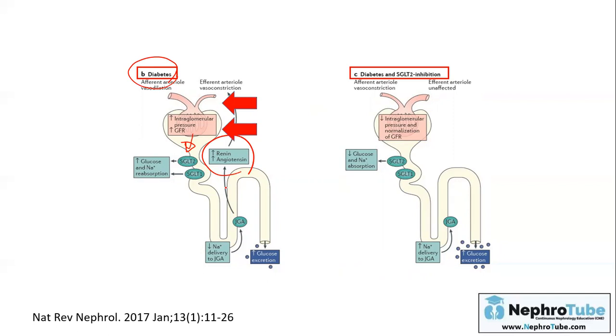So what do SGLT2 inhibitors do? SGLT2 inhibitors will block the reabsorption of glucose and, for sure, sodium. So there is increased sodium delivery to the juxtaglomerular apparatus. This will block the feedback that was produced by the juxtaglomerular apparatus in diabetes. So there is no release of angiotensin or renin in higher amounts. So the efferent arteriole will not be affected, and this will maintain the intraglomerular pressure and normalize the GFR. So this is the main effect, or the main mechanism, of SGLT2 inhibitors.